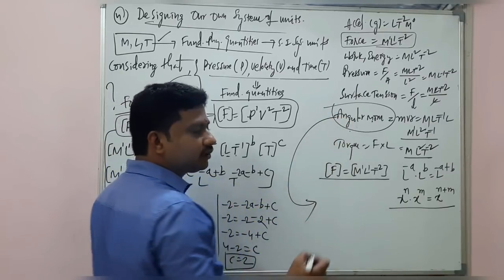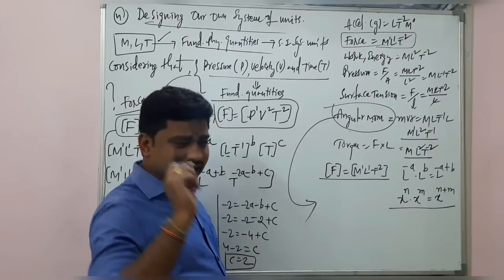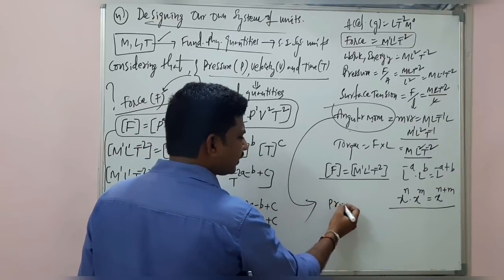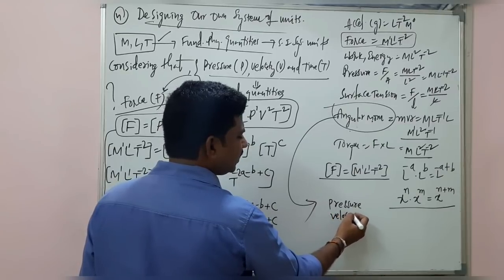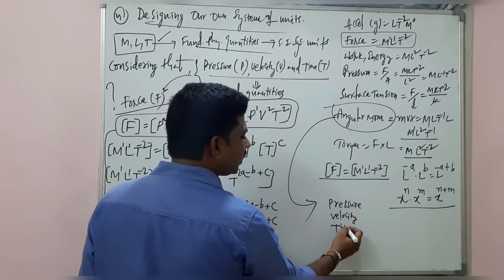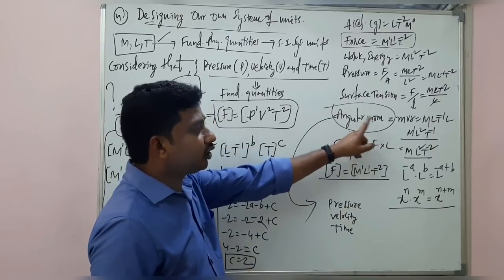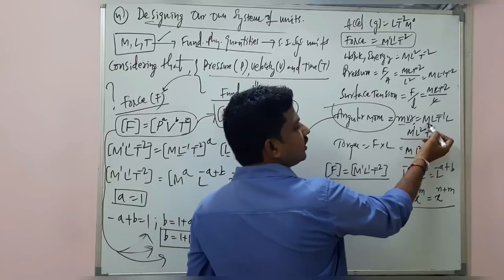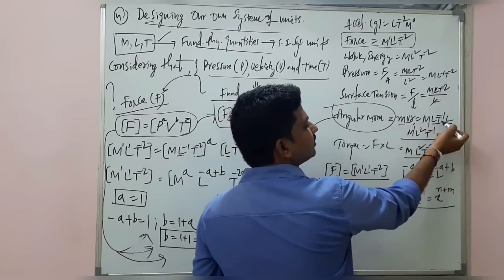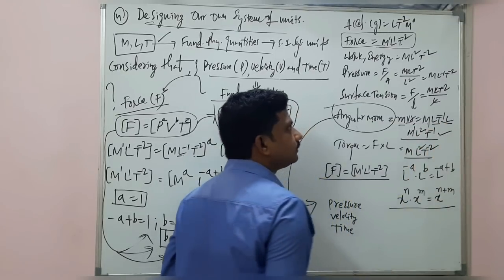Write this angular momentum in terms of pressure, velocity and time. Let's see how you do that. The angular momentum formula I have given already: mass into velocity into r. Mass, velocity is LT minus 1, and r is the length, so ML squared T minus 1.